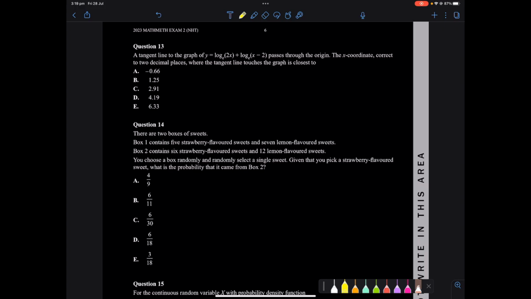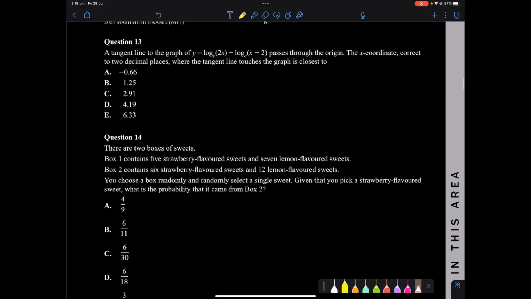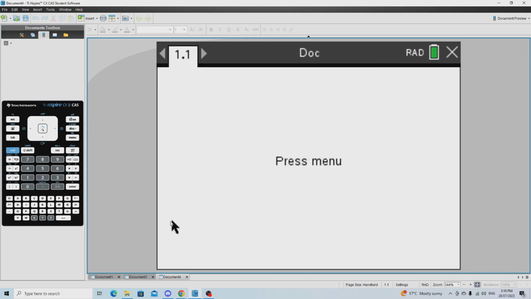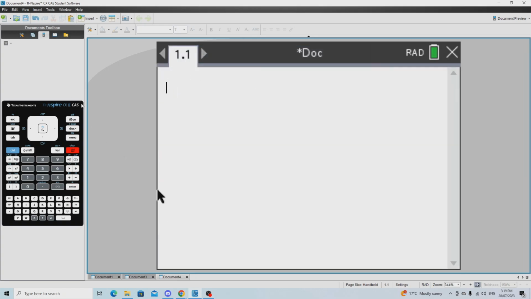Okay, to do this, I'm just going to do it on calculator. So I'm going to go on my CAS, control N, and first define the function. So define f of x as natural log. I'm using natural log because it's quicker to write ln than log e. So ln x minus 2. Okay, we got this.